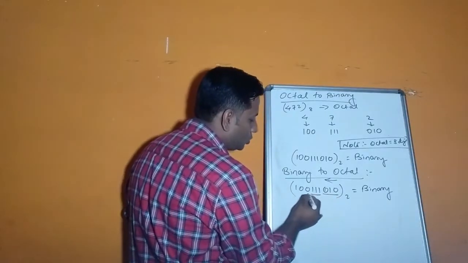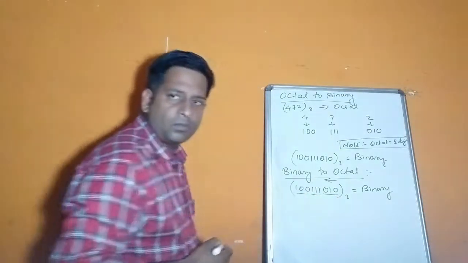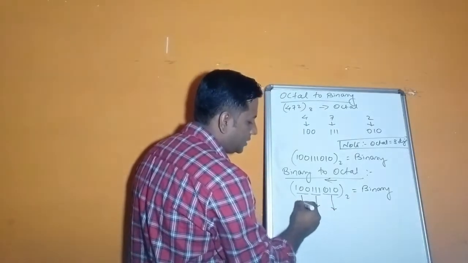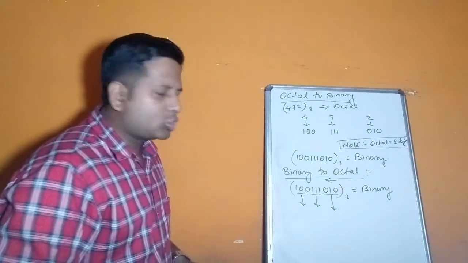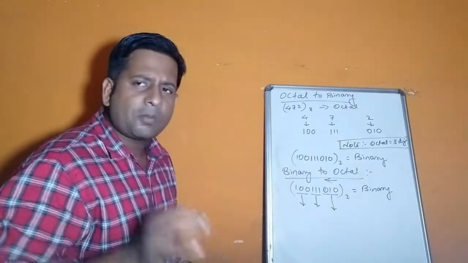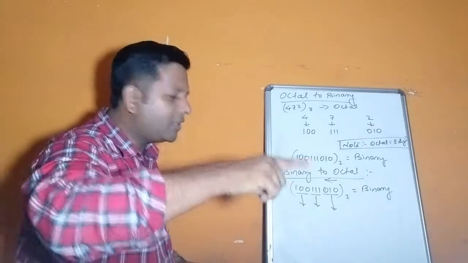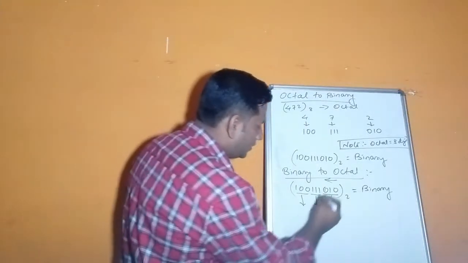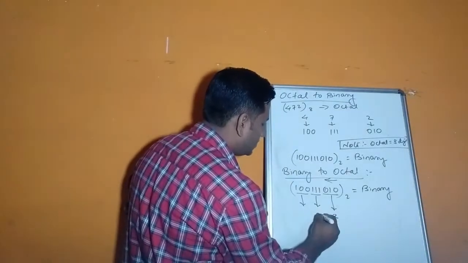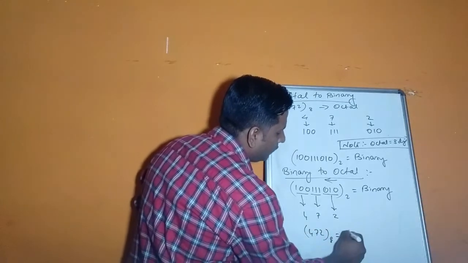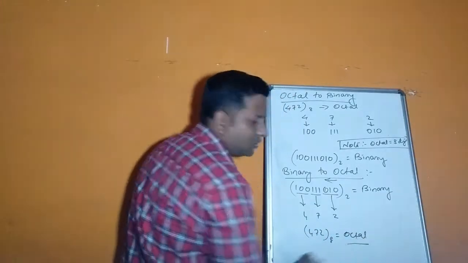So 1 2 3. So this part and this part, there are 3 in each. So 0 1 0, again this is a binary form. You have to use the same technique which we used for binary to decimal. So you will find this is 2, this is 7, this is 4. So finally 472, which is the octal form.